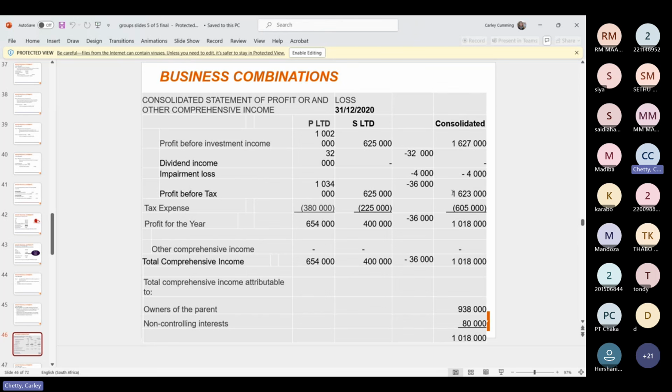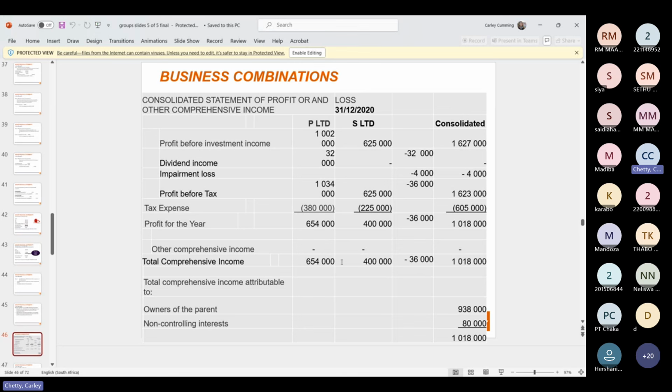So consolidated, we have a profit before tax of 1,623,000. And then the tax consolidated amount, we add P and add S, and that will give us a consolidated amount of 605,000. Then profit for the year, we will simply be adding P plus S. So we'll say 654,000 plus 400,000 in S. And then the pro forma journal entry total is brought down, which is 36,000. So this will give us a consolidated figure of 1,018,000.